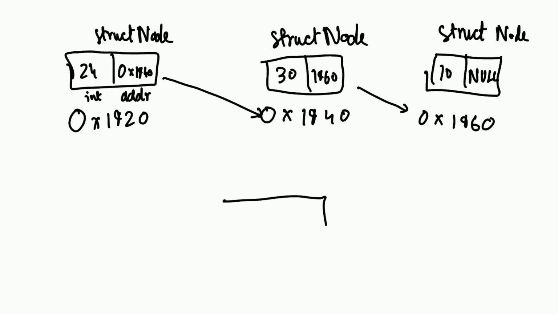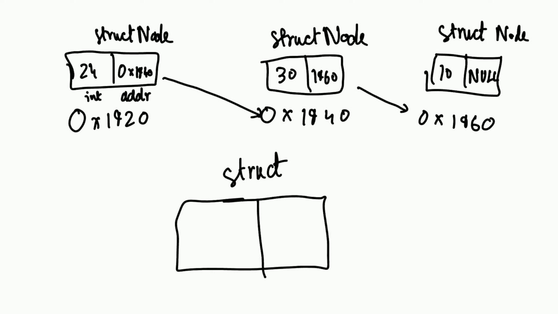So essentially, if this is our node, it is of type structure, and we've called this structure node. Inside the structure, we have an int, and we have an address. And the address is our pointer. Our int is going to hold whatever data that we want. And then our address is going to hold the memory address of where the next node in the link is.